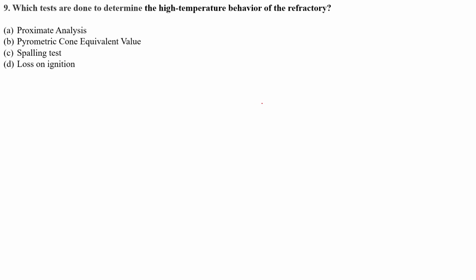Which tests are done to determine the high temperature behavior of the refractory materials? So, do we go with proximate analysis? No, the proximate analysis is generally used for determining the carbon percentage and volatile matter percentage in any fuel source. Then there is pyrometric cone equivalent value. Yes, this is generally used for the testing of high temperature properties of a refractory material. Then there was spalling test, which is generally used for checking the strength of the particular refractory material. Then loss on ignition. No.